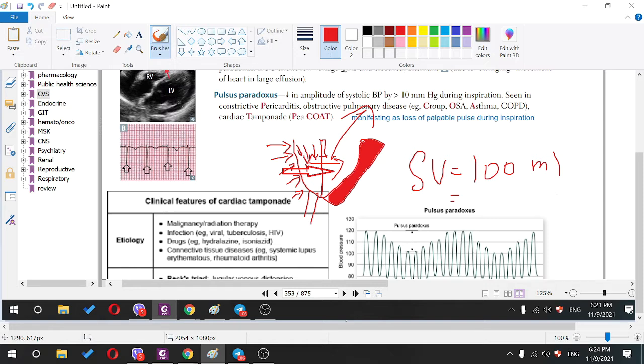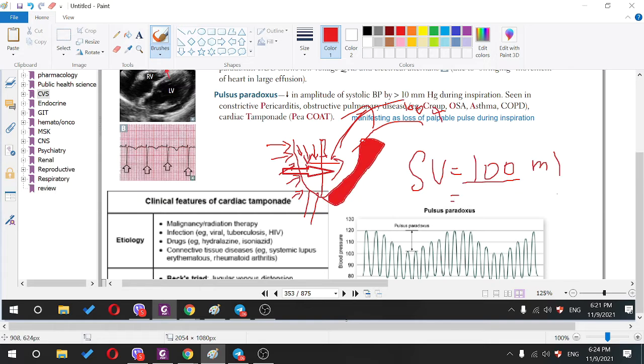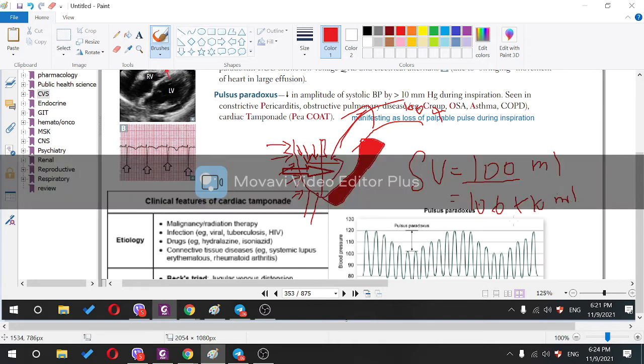So it will increase, obviously. Initially there was 100 milliliter going from the left ventricle into the aorta, yeah? But now it is 100 milliliter plus the push created from the deviation of the septum. So it will be 100 plus a little bit from the deviation of the septum. Let's say it's 10 milliliter. Now the stroke volume has become much larger. So the stroke volume has become 110.